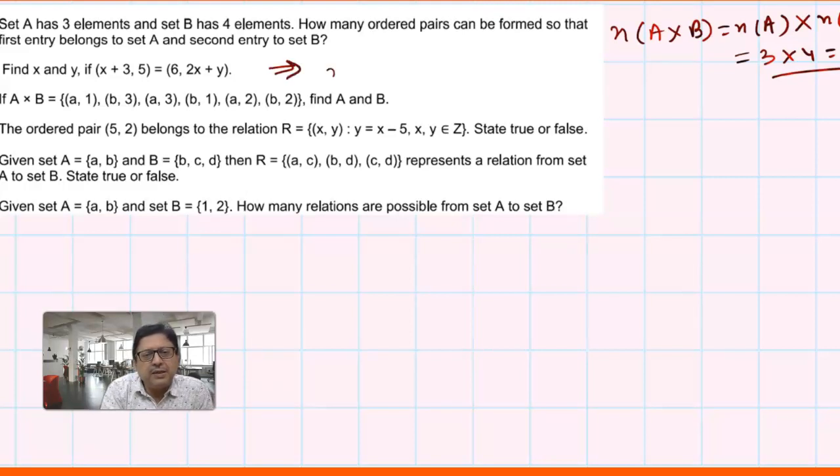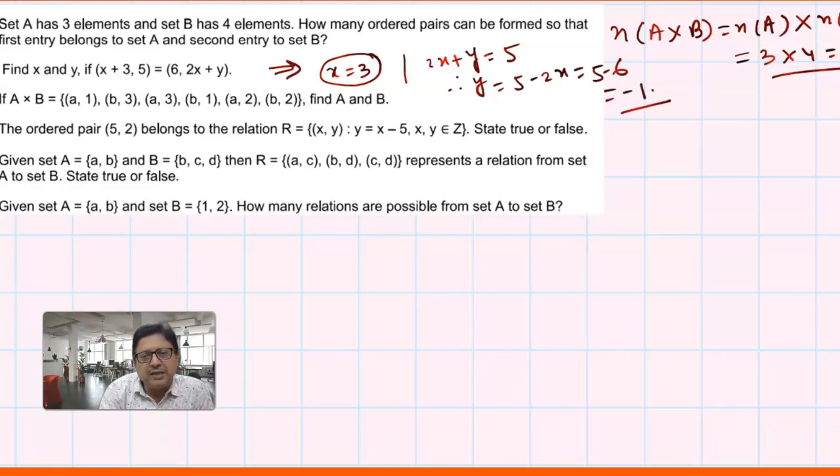And for this one, x is equal to 3 because x plus 3 is 6, so x will be 3. And 2x plus y equal to 5 because second element equal to second element. 2x plus y, not 2x plus 5. 2x plus y equal to 5. So y equal to 5 minus 2x. 5 minus 6, that is minus 1.